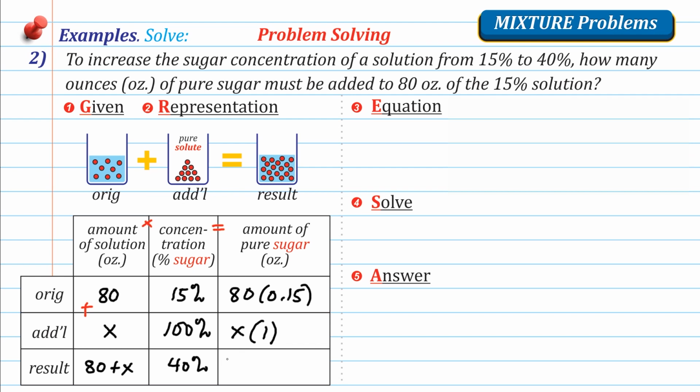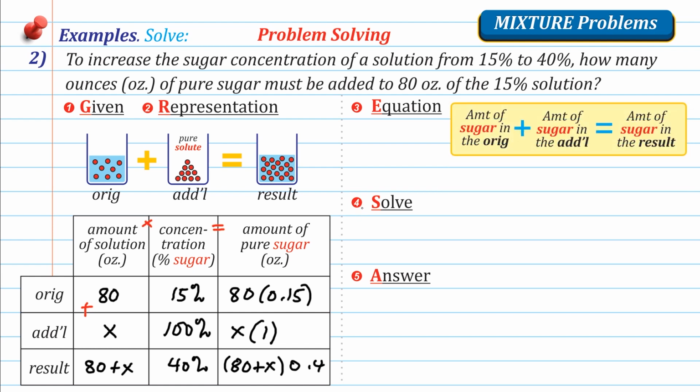And then finally, we multiply these two columns. We have 80 plus x times 0.4. And then, of course, our equation will be the amount of sugar in the original plus the amount of sugar in the additional should be the amount of sugar in the result. Substituting, what's the amount of sugar in the original? You know what? Practically, we're using the third column. Always in a mixture problem, the third column would be our equation.